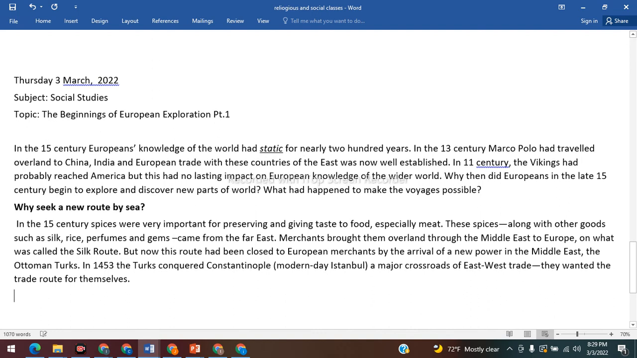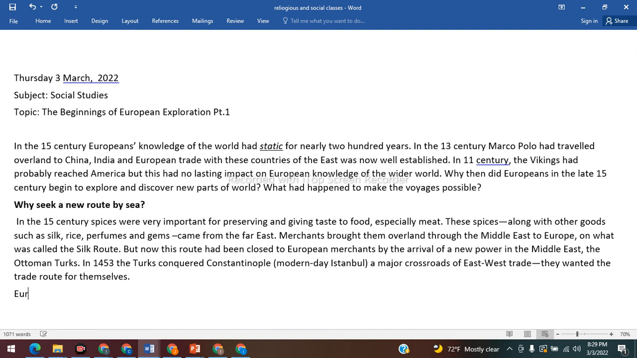Okay, let's do one more paragraph and then we can end. So Europeans wanted to keep trade links and also thought that something else could be gained from India, China, and Japan.